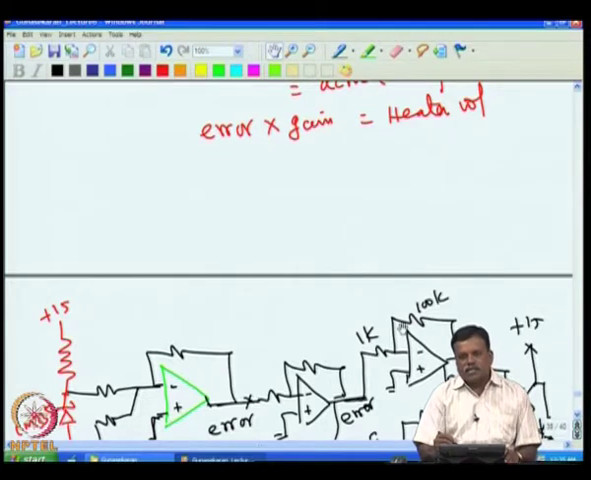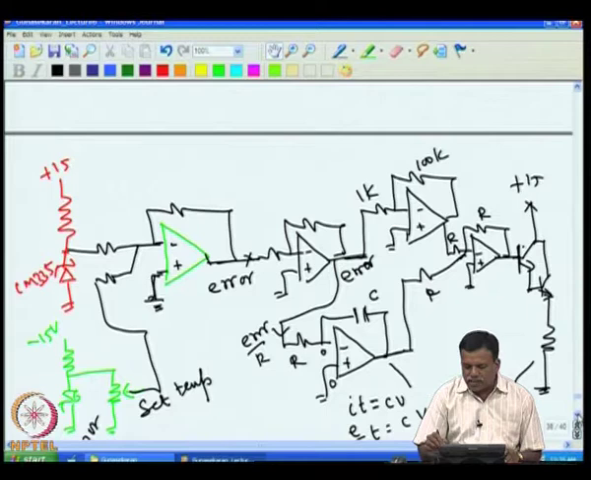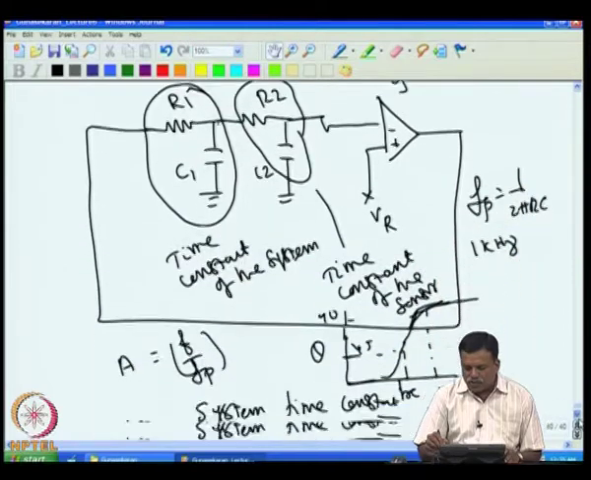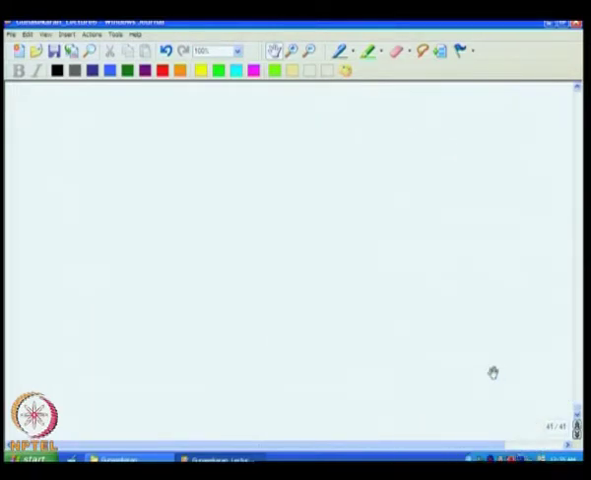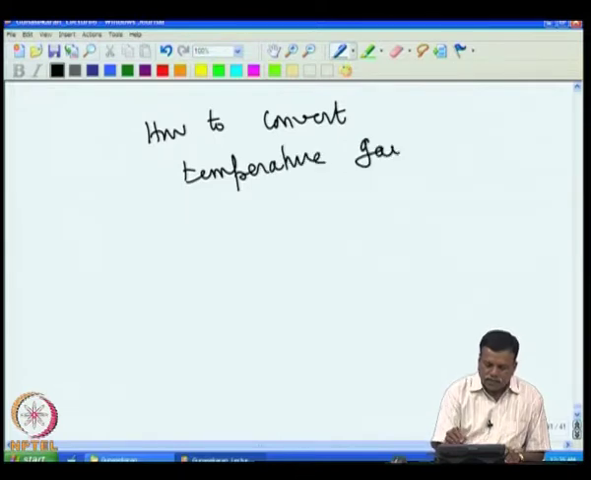So, we have to convert this temperature gain into electronic gain, that is a must. So, how to convert this temperature gain into electronic gain? We will see how to do this, because this is very often ignored and then we will end up blaming the temperature controller. So, we should find out how to convert temperature gain into electronic gain.